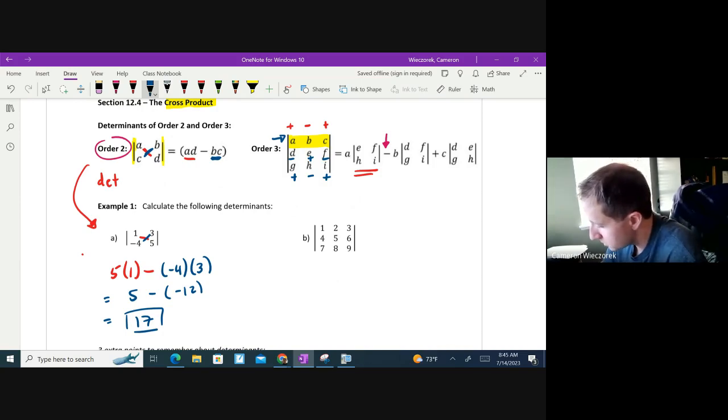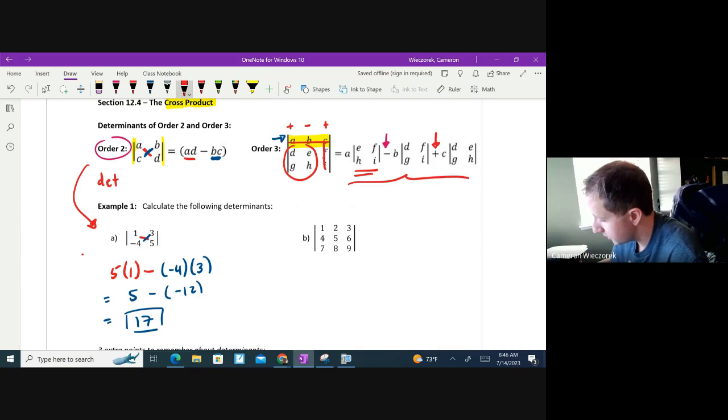And then last but not least, I'm going to cross off the row and column that contains entry C. And so I'm left with this little submatrix here, D, E, G, H. So I would take C and multiply it by that 2x2, D, E, G, H. And I'm back to positive. So whatever the sign is on C, I don't have to change it.